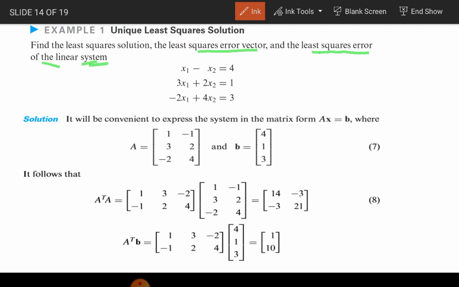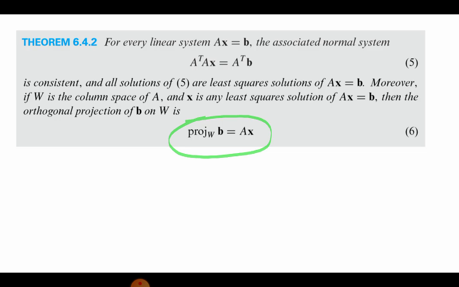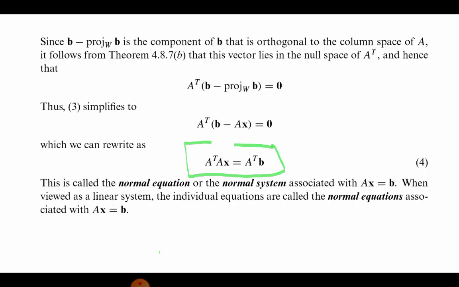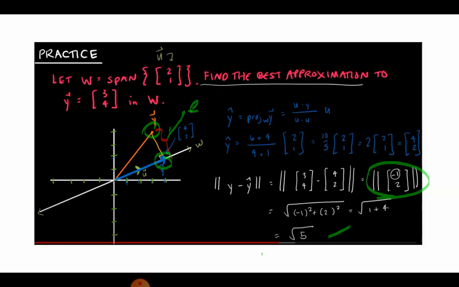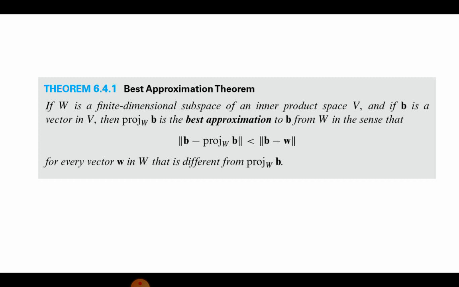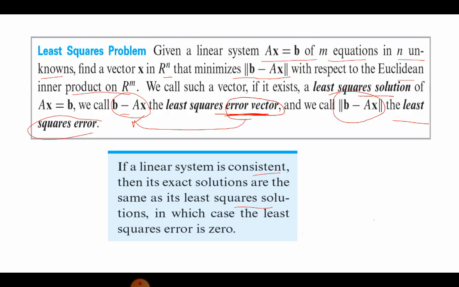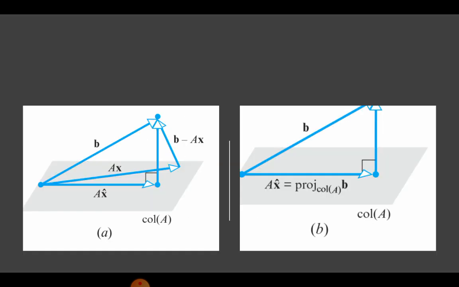Remember, what is the least square error vector? We have studied before. The least square error vector is b minus ax. And the least square error is the distance of b minus ax. So now we want to find this vector.